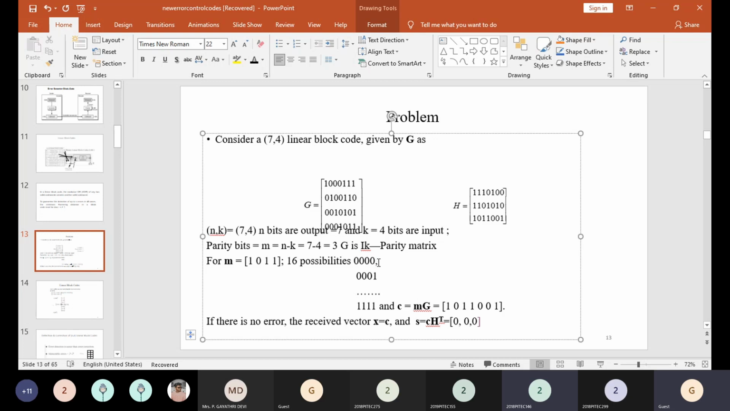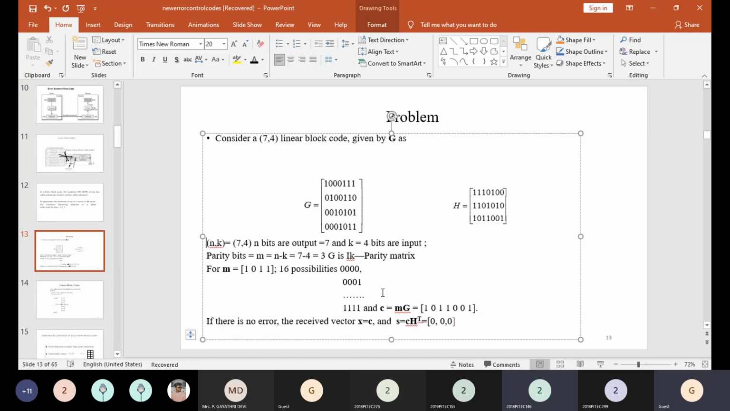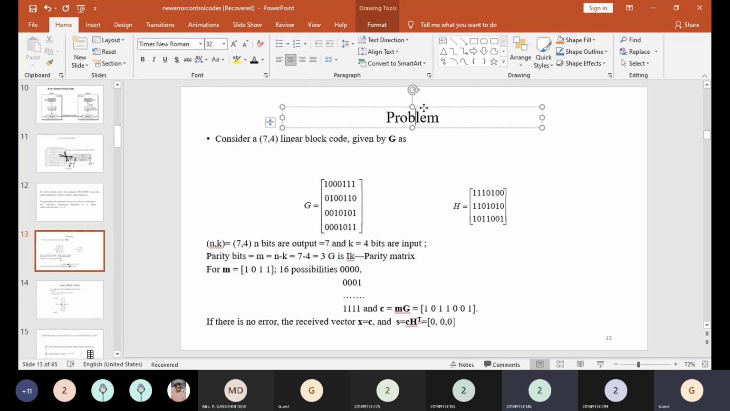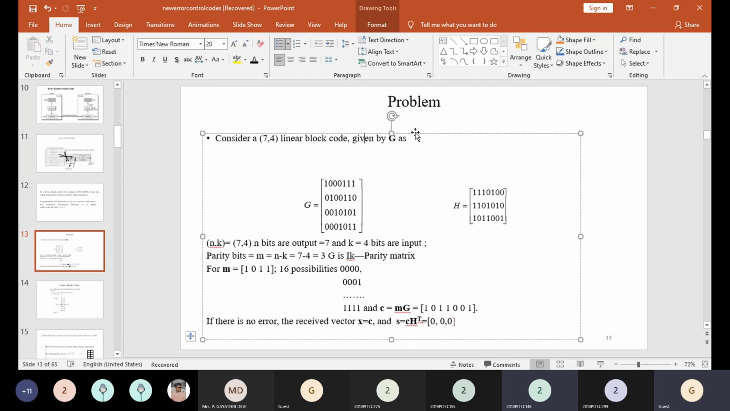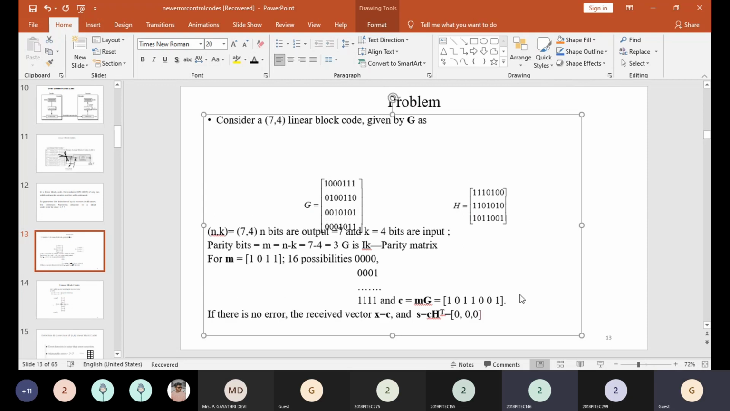Now, based on these 16 possibilities, we need to find out the possible code words. Here the generator matrix is given. To find the corresponding code words, you have to just multiply, and always perform modulo 2 addition. So this is m into G.